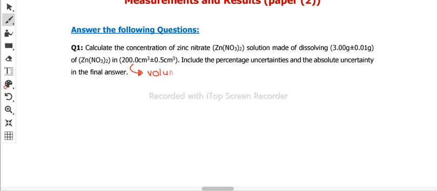Now the question here is asking me to calculate the concentration, so I need to apply on the concentration rule. But before calculating the concentration, I need to start with the mole number. So we will start with the mole of the solid, which is mass divided over the molar mass. The mass is given as a 3.00. Using the periodic table, we will find out the molar mass.